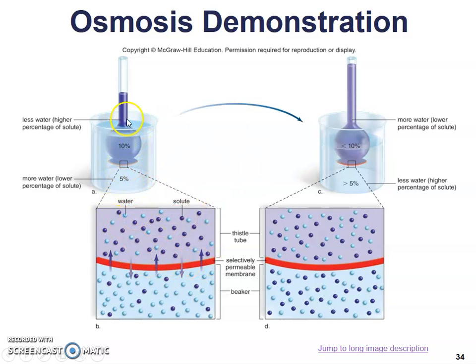So we have less water in our container. Okay, so we have a high solute concentration. And so water is going to move into our vessel, into our container, trying to reach equilibrium.